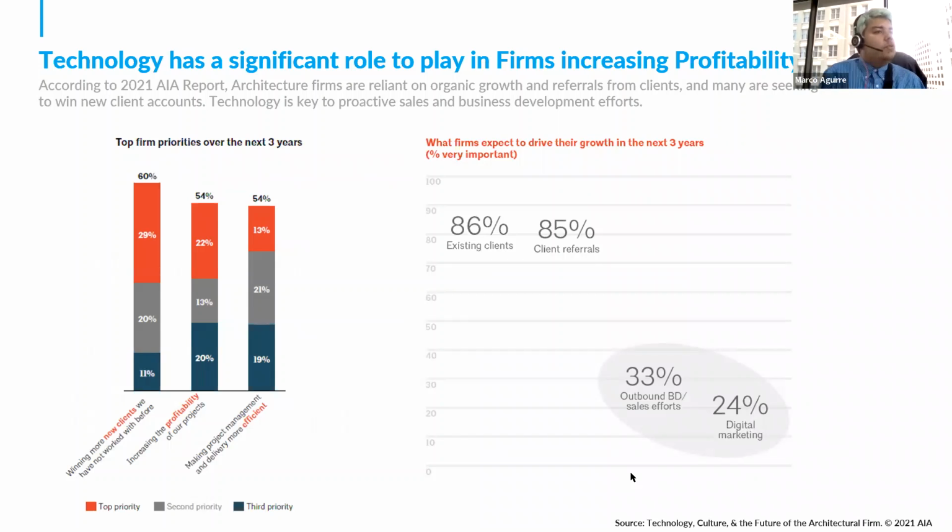I grabbed 2 really great slides that we found in the Technology, Culture, and Future of the Architecture Firm survey, which is a document that was published earlier this year by the AIA. And it showcased, in information that they gathered over the last year, some of the key things that are helping increase firms' profitability.